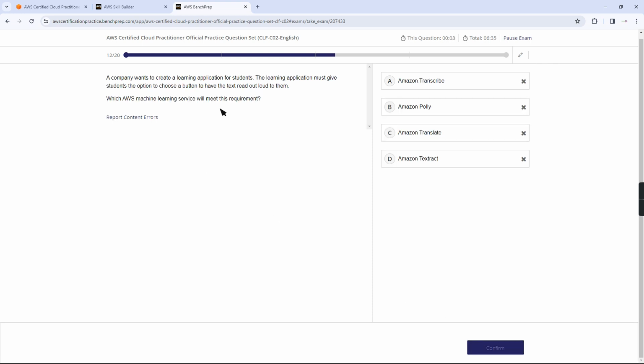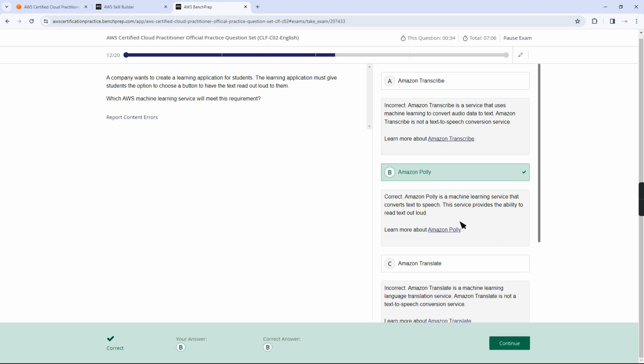A company wants to create learning applications for students. The learning application must give students the option to choose a button to have text read out loud to them. So typically this is text to speech. Text to speech is Polly, the speaking parrot. Amazon Polly is the speaking parrot which will do text to speech. Transcribe is the other way around, speech to text. Translate is used for translation, and Textract is used to extract the text out of an image. So Polly can be the right choice. Correct, right? Polly is the right choice which will convert text to speech.